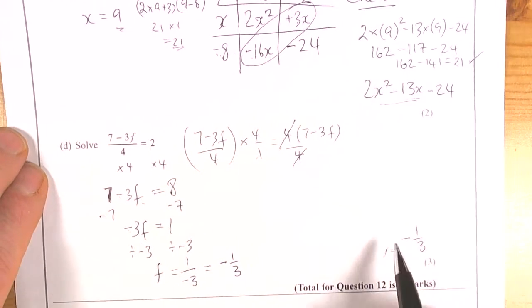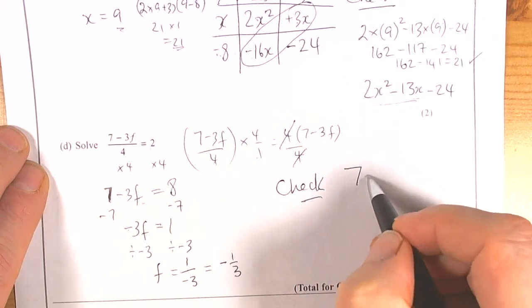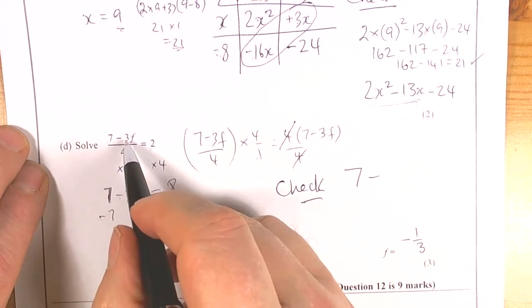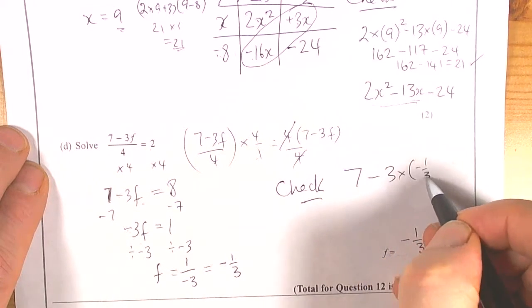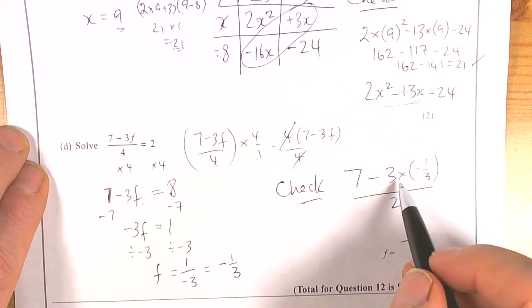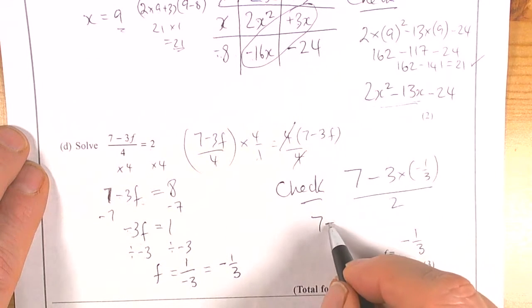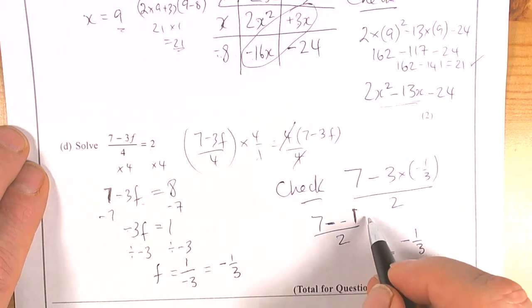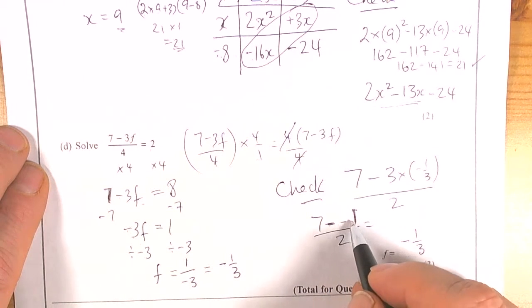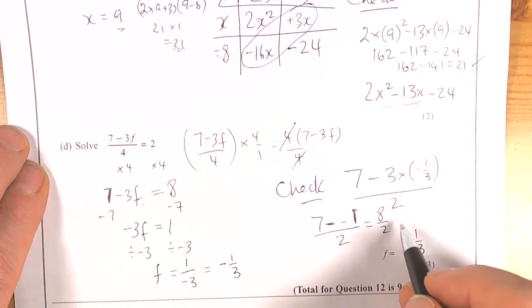Now again, we should really check that this worked. So 7 take away, well, the idea of f is that it goes into the original equation, so that's 3 times negative 1/3 all over 2. So we've got 7 take away, well, 3 times a negative 1/3, well, 3/3 would be a whole 1, but we've got a negative, so it's 7 take away negative 1 over 2. 7 take away negative 1 means we get bigger, so 7 plus 1 becomes 8 over 2.